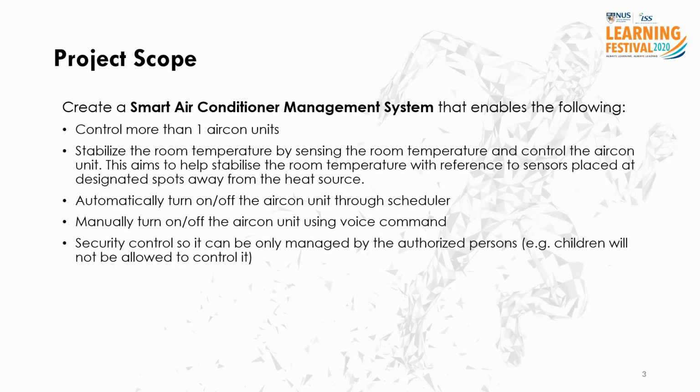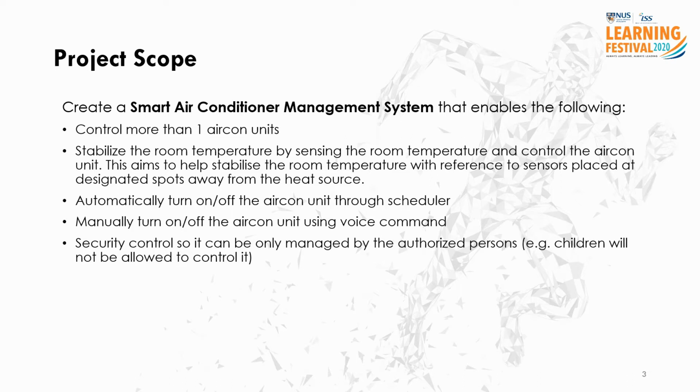So the solution for these two problem statements is the following, which is the scope of our project. The first one is to control more than one aircon unit. Most companies or households have more than one aircon unit. Therefore, the system must be able to control more than one aircon. The second one is to stabilize the room temperature by sensing the room temperature and controlling the aircon unit.